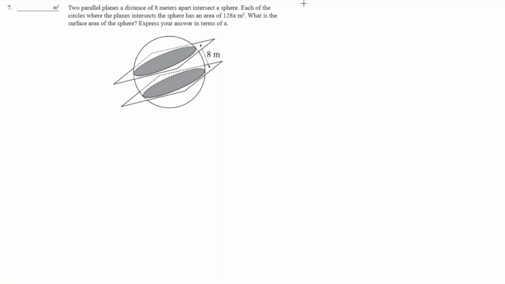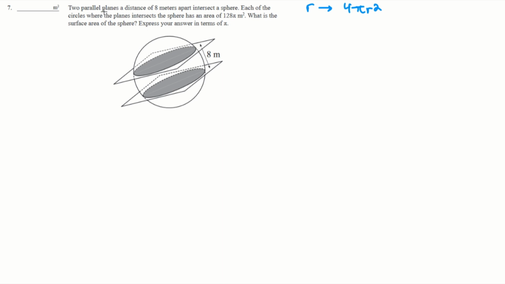So the surface area of a sphere, given radius r, is 4 pi r squared. So our goal ideally is to figure out either the radius or the diameter of the sphere.